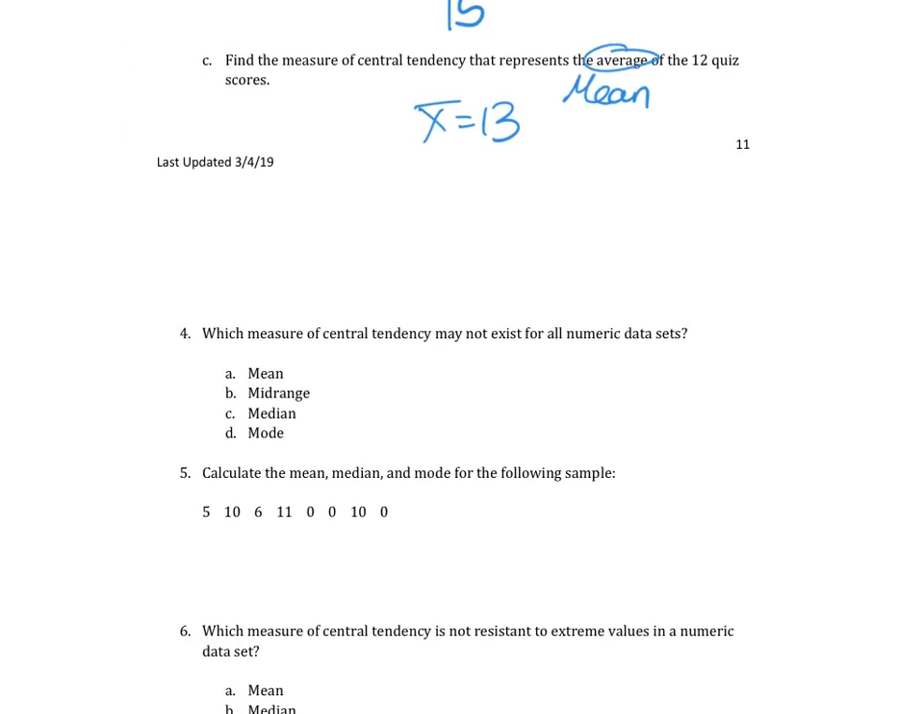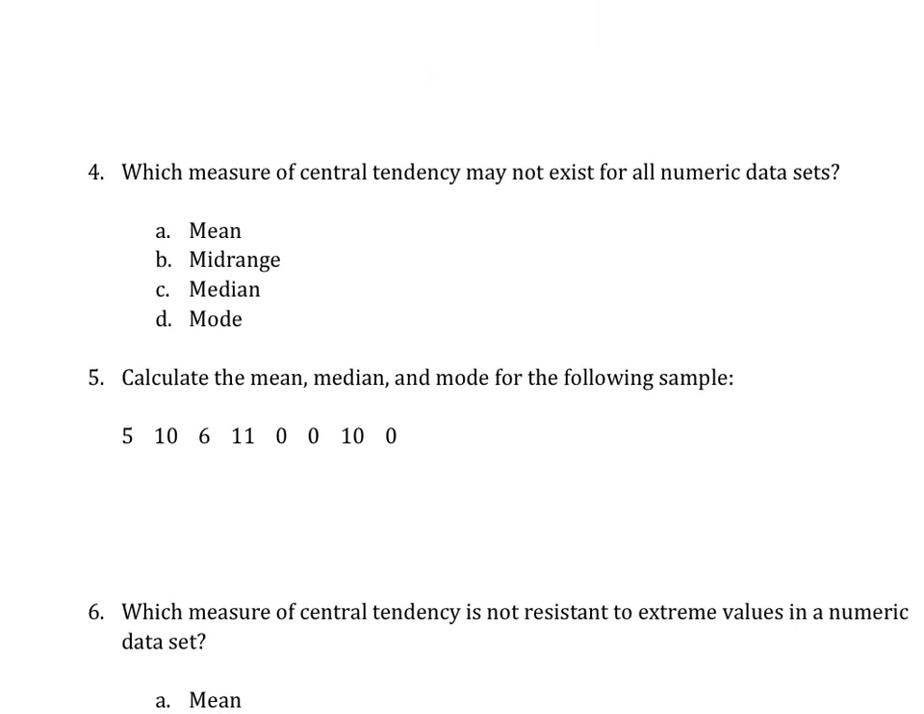All right, number 4. Which measure of central tendency may not exist for all numeric data sets? Mean always exists. You can always find the average. Mid-range isn't a thing. Median, there's always going to be the middle. Remember, if there's 2 numbers that are in the middle, we just take the average. So there's always going to be a median. It's the mode, because remember, if there's more than 2 numbers that occur the most, so like 3 or 4, then we just say there's no mode. Or if they all only occur once, there's no mode.